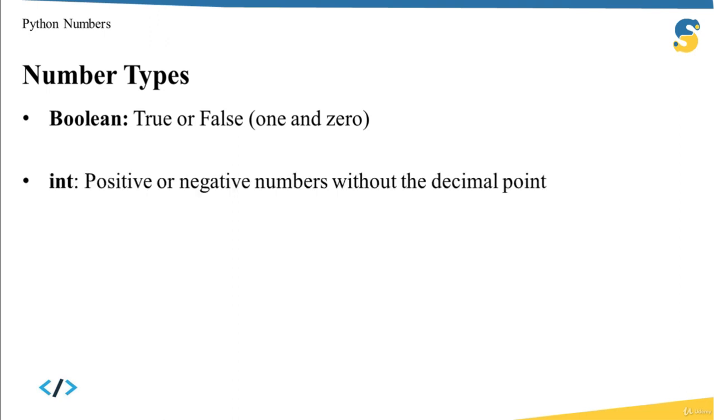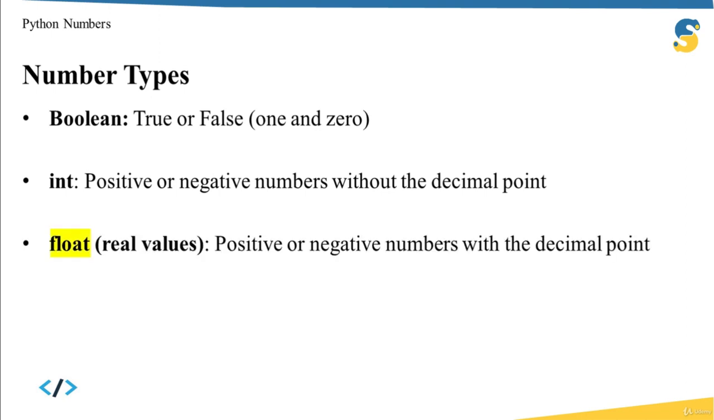The second type is integer, and usually an integer variable is used to store positive and negative numbers without the decimal point. Numbers like 3, -5, 4, and so on. The third type is float, and usually float is like integer in which we store positive or negative values, but if you want to add a decimal point, float is the correct data type for that.